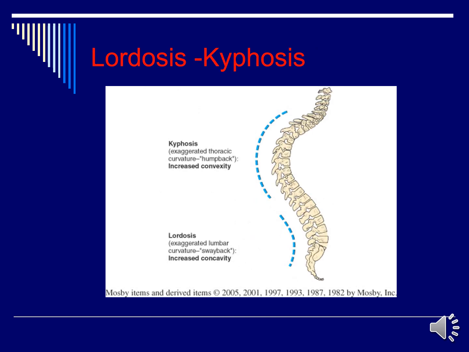If you have extreme kyphosis or lordosis, that's when you have an exaggerated sway to the convexity or concavity of the curve.